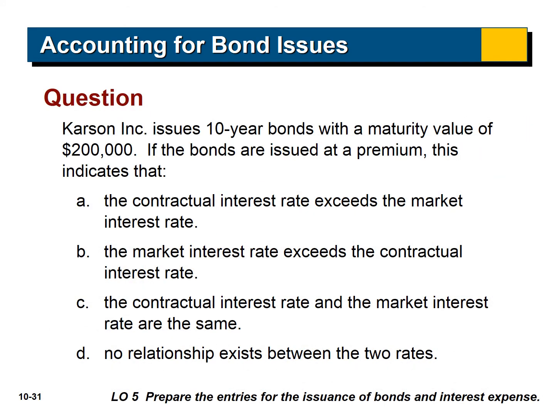Carson Inc. issues 10-year bonds with a maturity value of $200,000. If the bonds are issued at a premium, this indicates what? Well, we know if the bonds are issued at a premium, we're paying more than the market is paying. So that must mean that what we're paying, the contractual rate, exceeds what the market is paying, which is A.